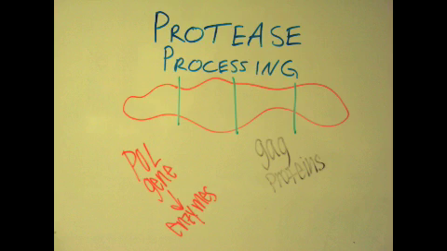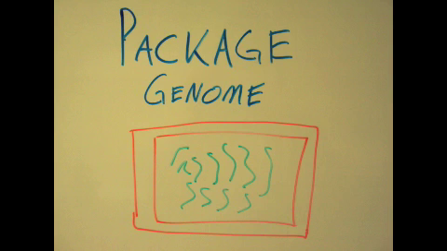Next is protease processing, where protease cuts larger proteins into smaller ones with varied functions. The POL gene makes enzymes for the cell, whereas the GAG gene makes 4 specific proteins. The GAG proteins then package the genome, providing a structural shell.